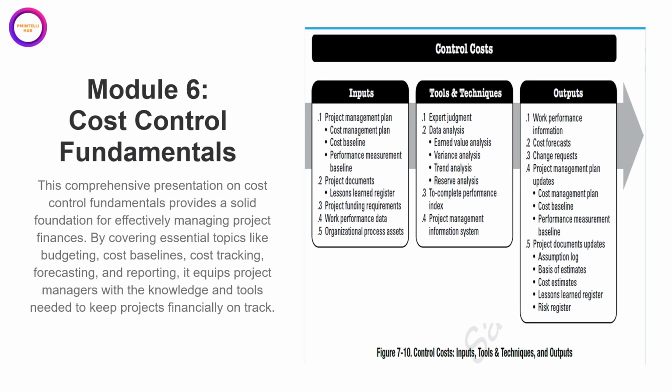Before we dive deep, let's look at a high-level overview of the control costs process, as defined in project management standards. This diagram shows the process in terms of inputs, tools and techniques, and outputs. Inputs are what we need to start. This includes the project management plan with key documents like the cost baseline and performance measurement baseline, as well as project documents and work performance data.